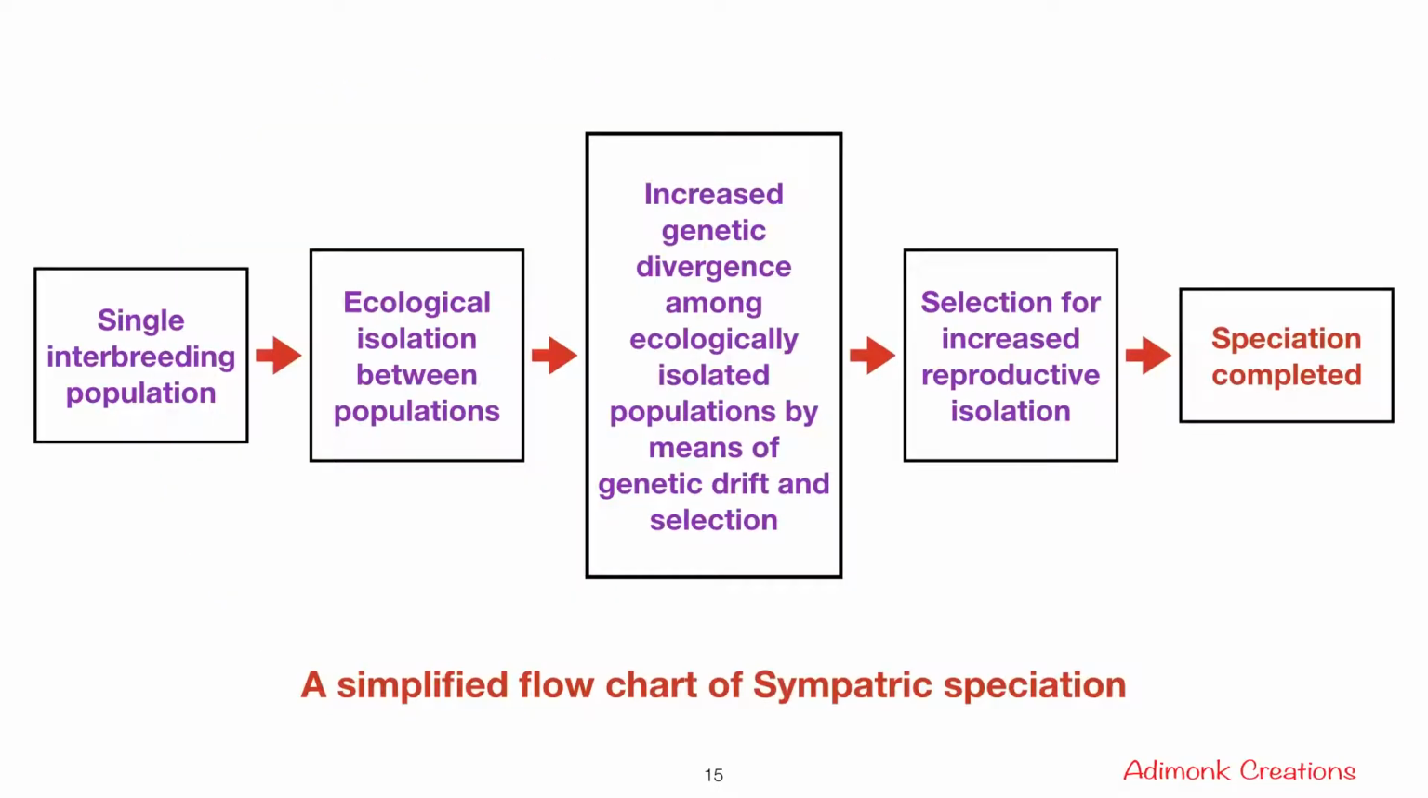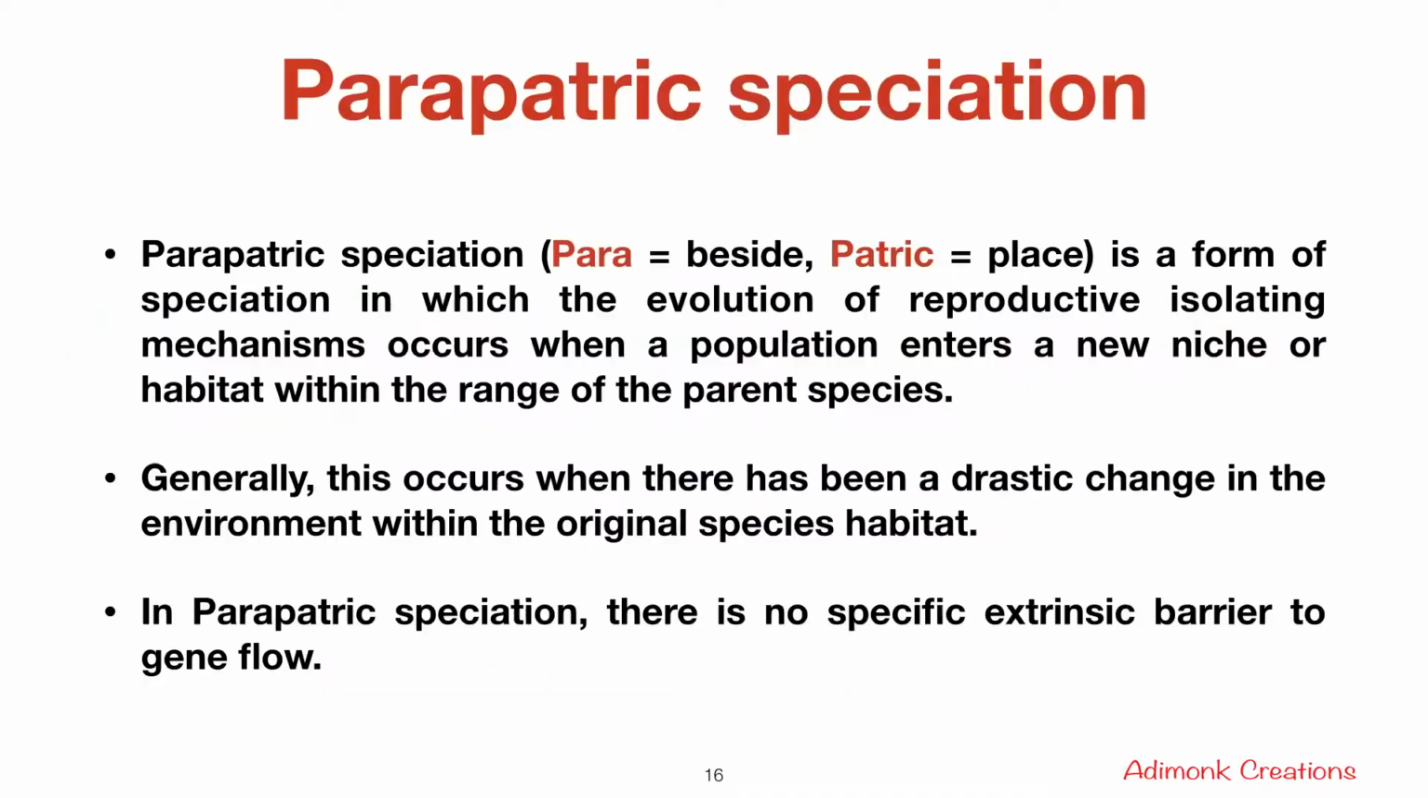So this is a simplified flow chart of sympatric speciation. Here a single interbreeding population gets separated because of ecological isolation in the same place. This leads to increased genetic divergence among the ecologically isolated populations by means of genetic drift and selection, and here selection for increased reproductive isolation takes place. Finally the single interbreeding population divides into two new species or subspecies, and hence this speciation is completed.